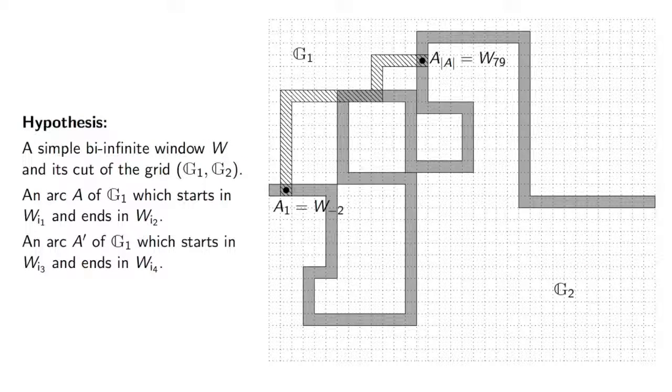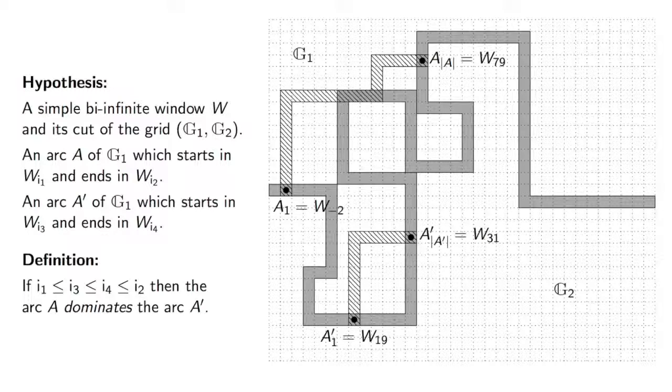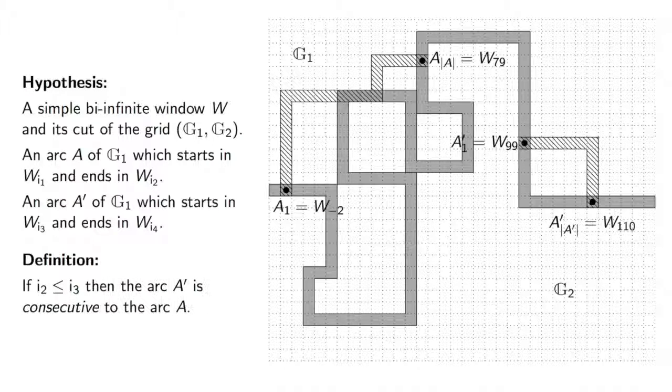Let's go back to the previous window W and to the extremum arc A. Now consider an arc A' which starts after W-2 and ends before W79. In our example, the arc A' starts in W19 and ends in W31. We say that the arc A dominates the arc A'. If this arc does not intersect with the arc A, then it is a subgraph of the interior of A.